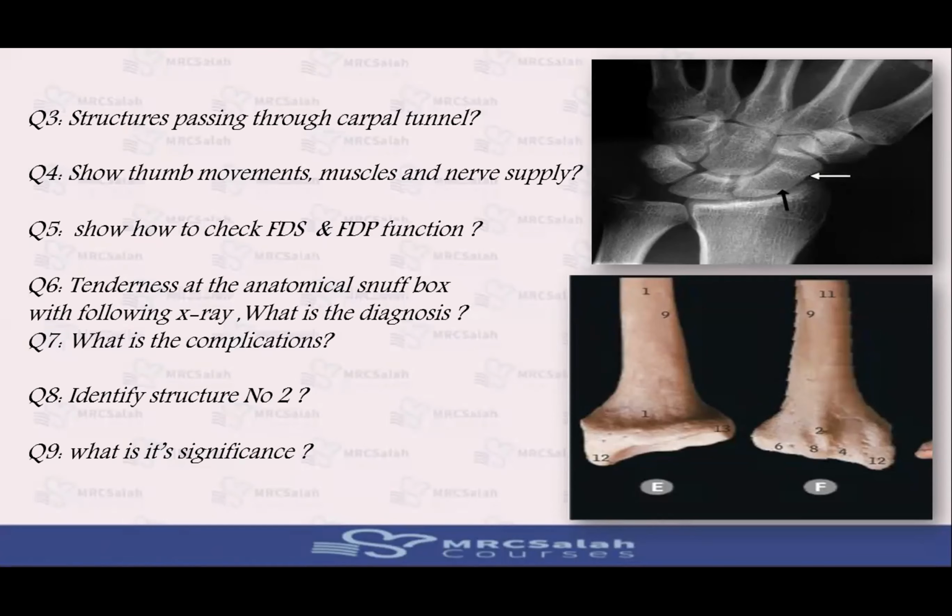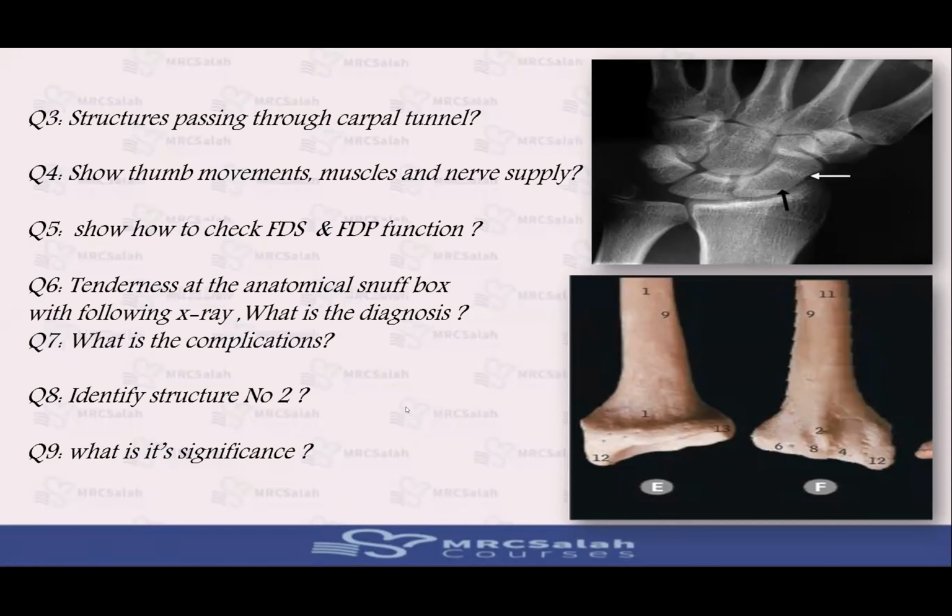Okay, Dr. Hiba, how can you check for the flexor digitorum superficialis and profundus function? For the flexor digitorum profundus, I will fix the middle phalanx with my other hand, and flex the distal phalanx of each finger. For the flexor digitorum superficialis, I will support the other fingers in the extension position and flex the one I'm not supporting at the proximal phalanx.